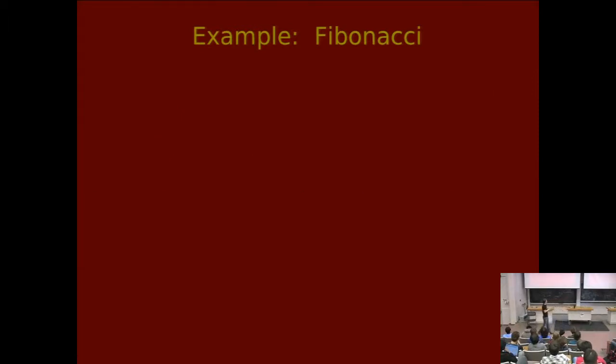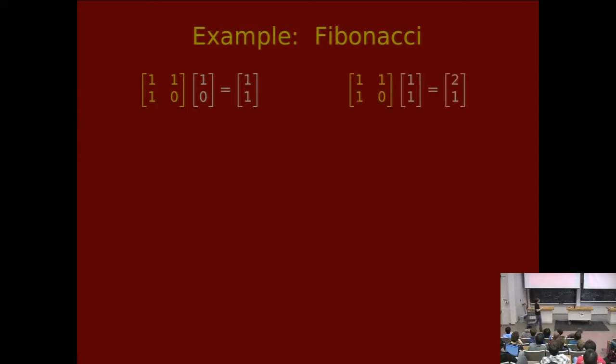I'll show you the picture here. So the first 2 are 0 and 1, and if I multiply by this fixed matrix, 1, 1, 1, 0, I get the next 2, 1, 1. Not the next 2, but like the first and the second. Okay, if I do it again, I get 1 and 2. If I do it again to 2, 1, I get 3 and 2, and 5 and 3.